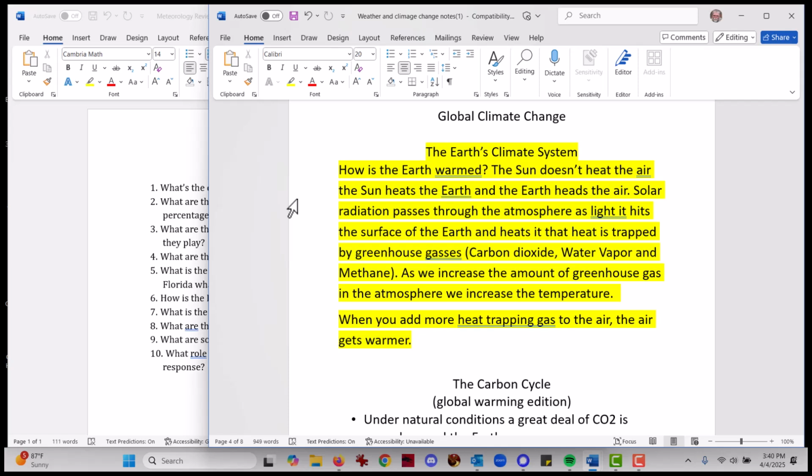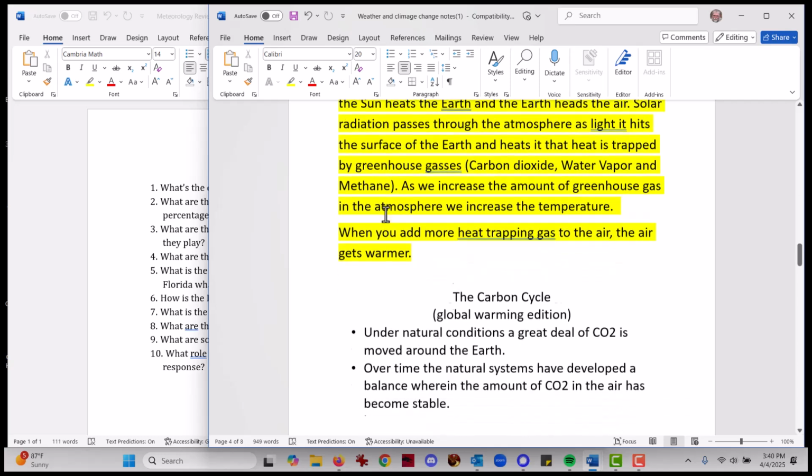If it wasn't for greenhouse gases, it would get down to negative 250 at night, and nobody wants that. But when you add more heat trapping gas, the air gets warmer, right? And since the Industrial Revolution, we've been doing just that. We've been adding carbon dioxide to the air as we burn fossil fuels.